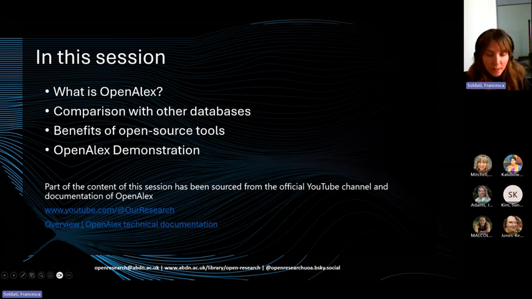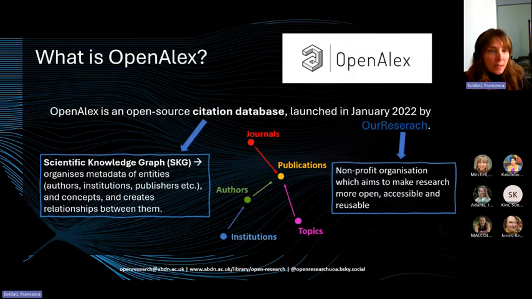So first of all, what is OpenAlex? OpenAlex is an open source citation database that was launched in January 2022 by OurResearch. And OurResearch is a nonprofit organization. It's an organization whose main aim is to make research more accessible and more open to everybody. They also want to increase the reproducibility and integrity of research. So they're creating this tool that helps research to be open and accessible to everybody.